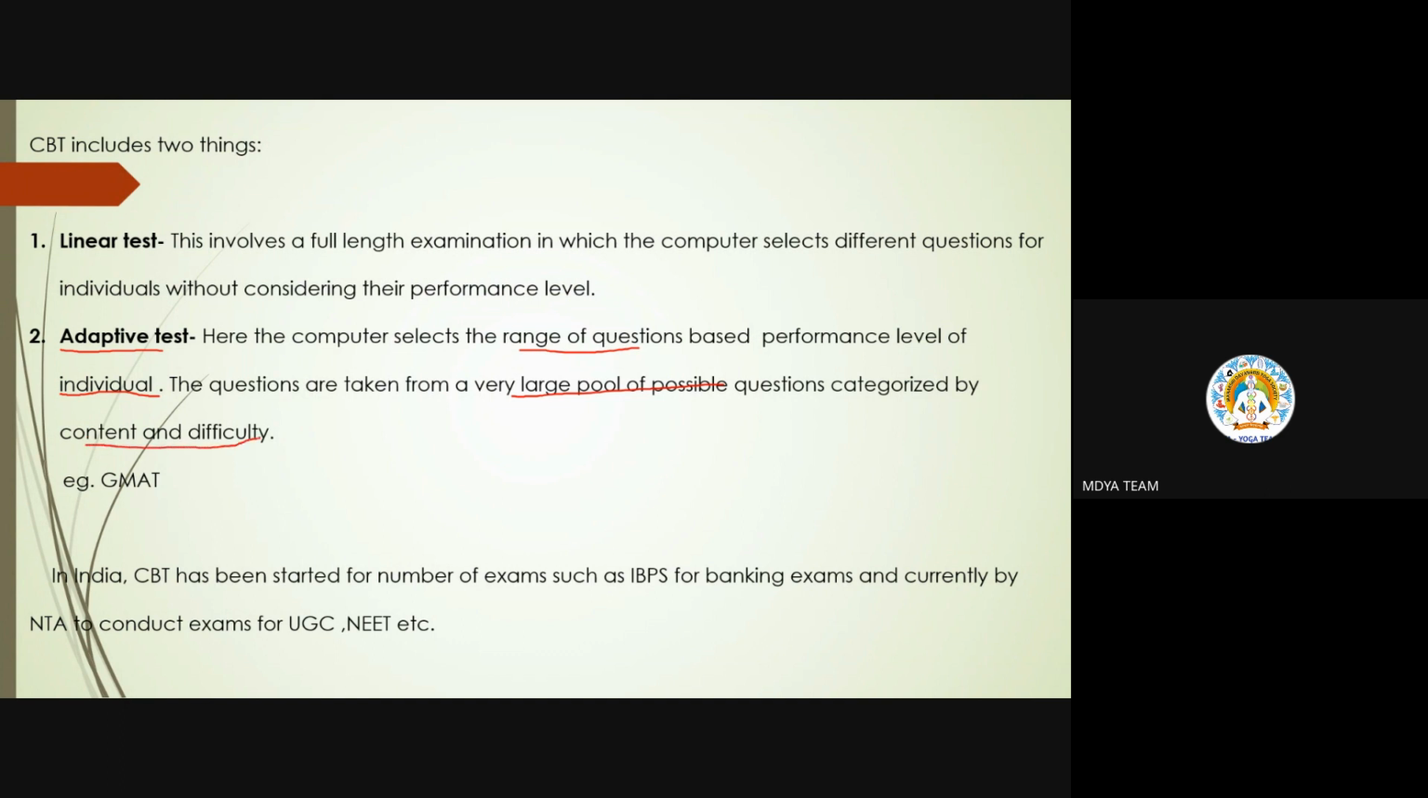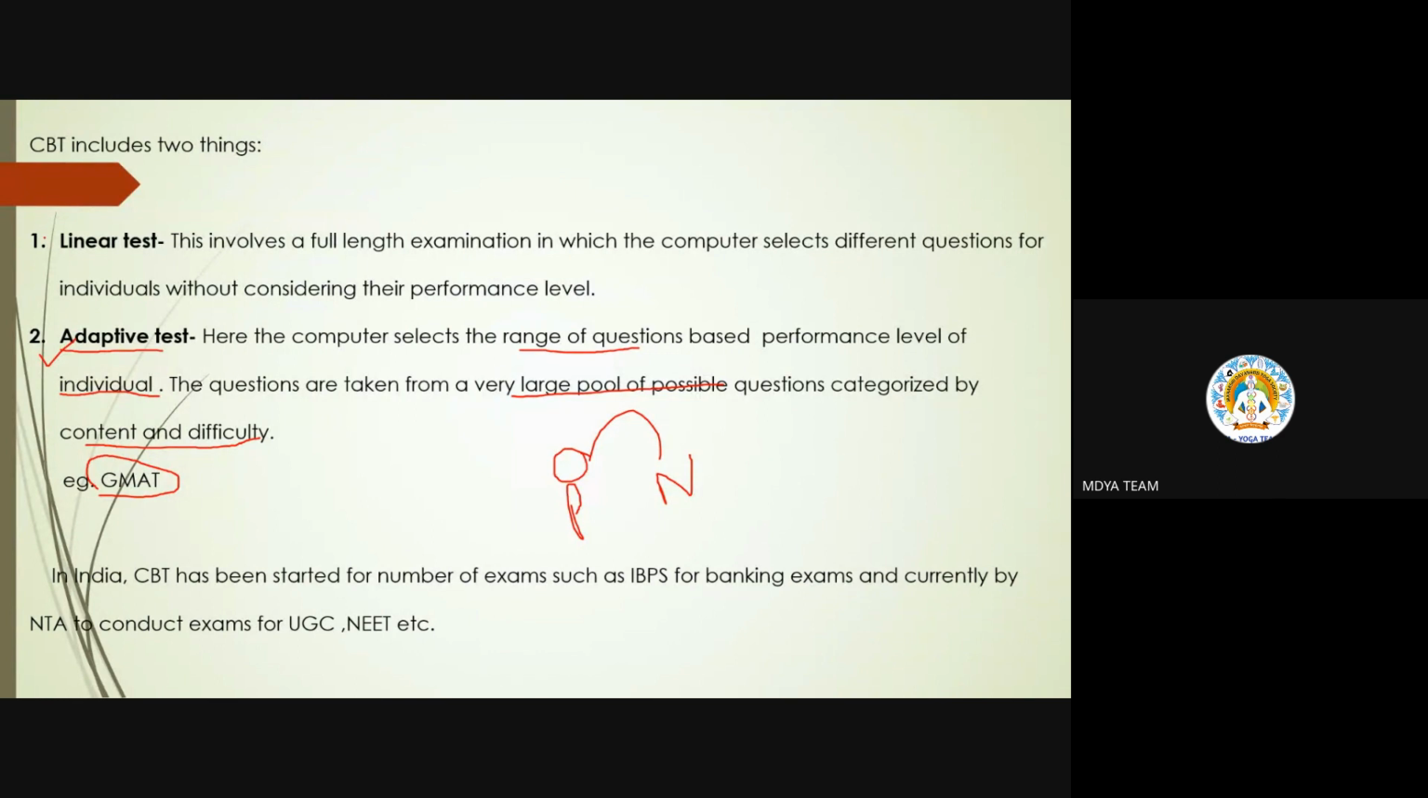In an adaptive test, the next question depends on your answer to the present question. Like GMAT, in the GMAT examination, they use this type of pattern, adaptive test. Or in any app, you can see level 1, level 2, level 3 are there.